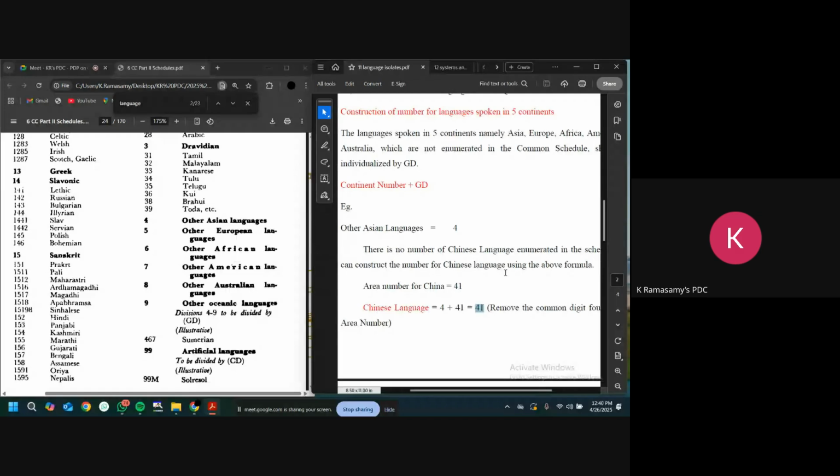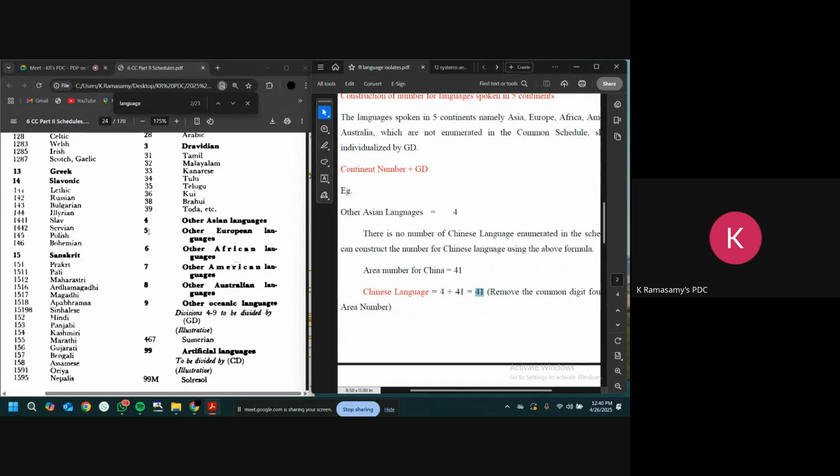This way, you can consider any language number. For example, the number for Russia is 58. What can you do? You take 5, since Russia is in Europe. What is the number for Russia? 58. Remove 5, take 8, and add that 8 to this 5. That becomes 58. That is the Russian language.